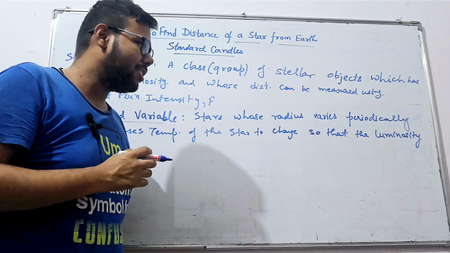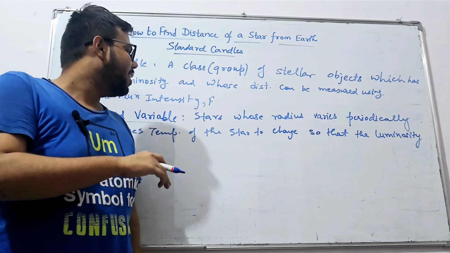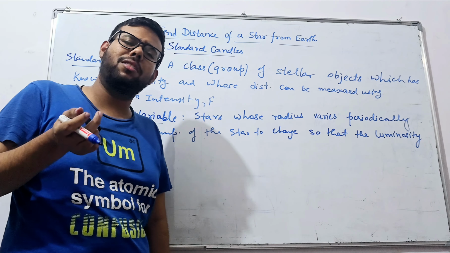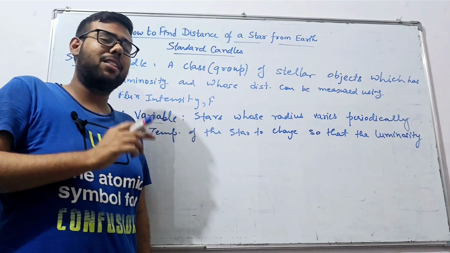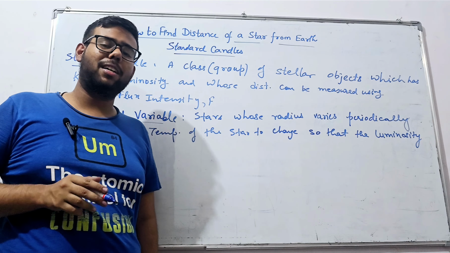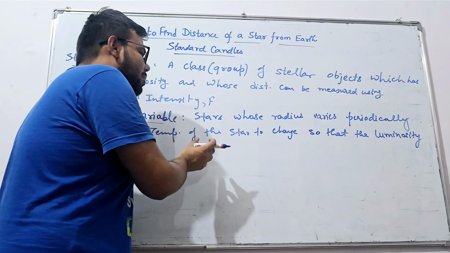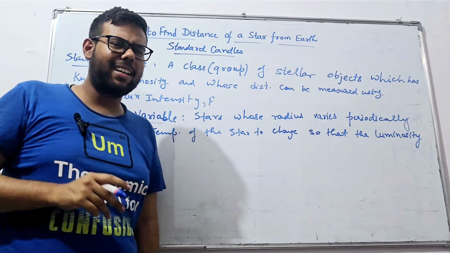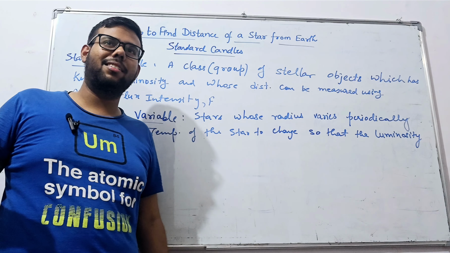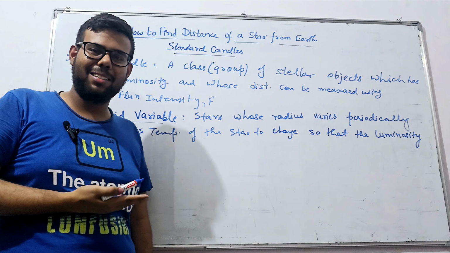I hope you have understood what a standard candle is, right? I think it is clear. And a Cepheid variable is just an example of a standard candle, and of course we are going to solve a numerical based on Cepheid variables only, so you have to be very attentive at this part, okay? It is the basic to understand this concept, and it is very simple, and very fascinating to know how physicists calculate such large distances using such methods, right?